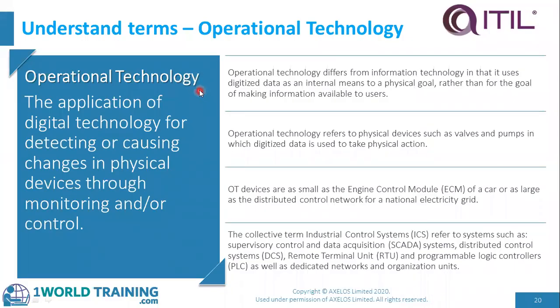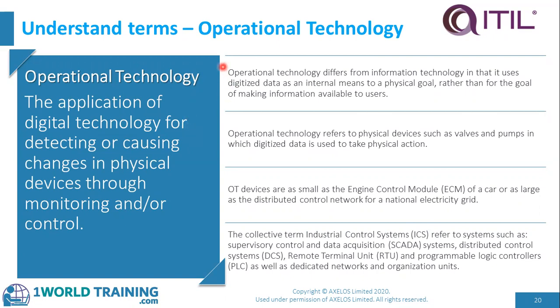We'll cover a few more terms. Operational technology is also not included in the exam syllabus, so just briefly, we will touch upon this. This is the application of digital technology for detecting or causing changes in physical devices through monitoring and or control. For example, automatically closing a physical valve, automatically detecting a problem in a system, and taking an action. Those are known as operational technologies. Therefore, generally when information technology and operational technology are combined, we get something known as Internet of Things or IoT.